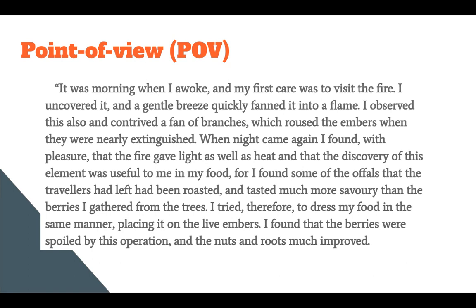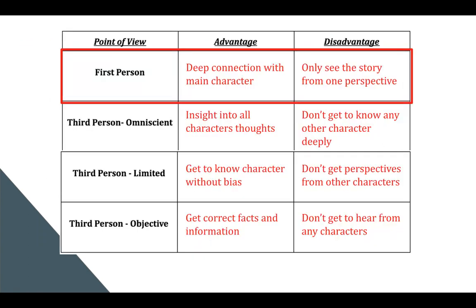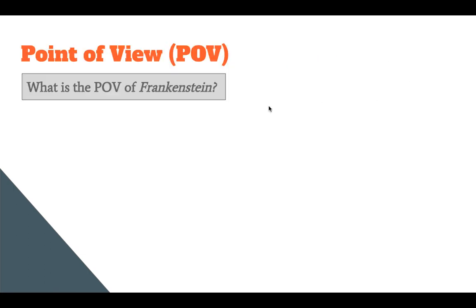Okay, hopefully this should have been an easy one. We have a lot of I, my, me. So this is going to be from first person. This passage is told directly from the perspective of the creature itself. So this is the advantage and disadvantage we're looking at in our story. We get deep connections with that main character, but usually the disadvantage is that you only get to see it from one perspective. However, Mary Shelley does something really unique.